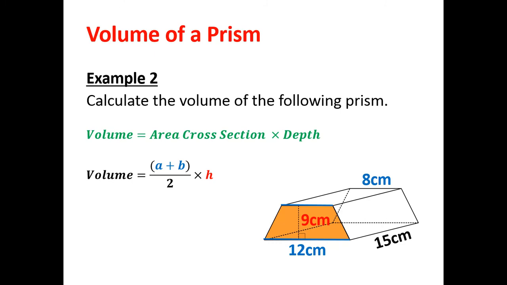I've highlighted these two in blue. 8 and 12 are a and b. The height of the trapezium is the distance between a and b, which is 9 centimeters. And then we're going to multiply that all by the depth, which is also 15 centimeters.